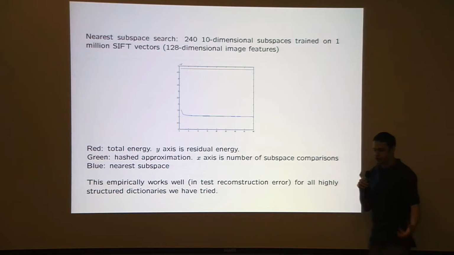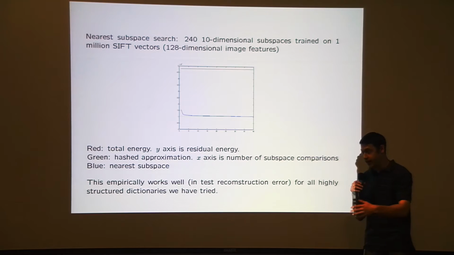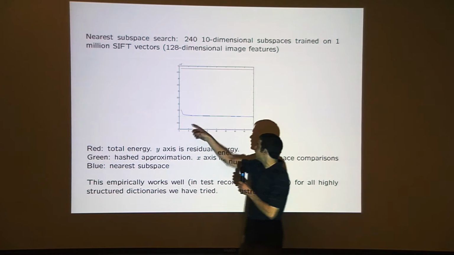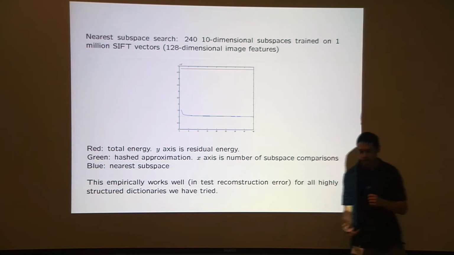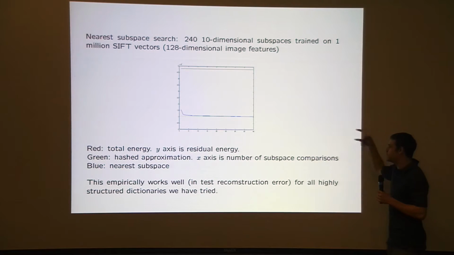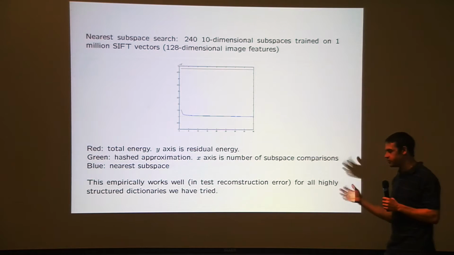Now I train a new dictionary which does care about the tree, which respects the hash and all that. And this is how I do the coding to get the blue line. And the point is, it wouldn't have mattered if I did k subspaces or a tree type dictionary or any other structured dictionary. You would get really good residual.